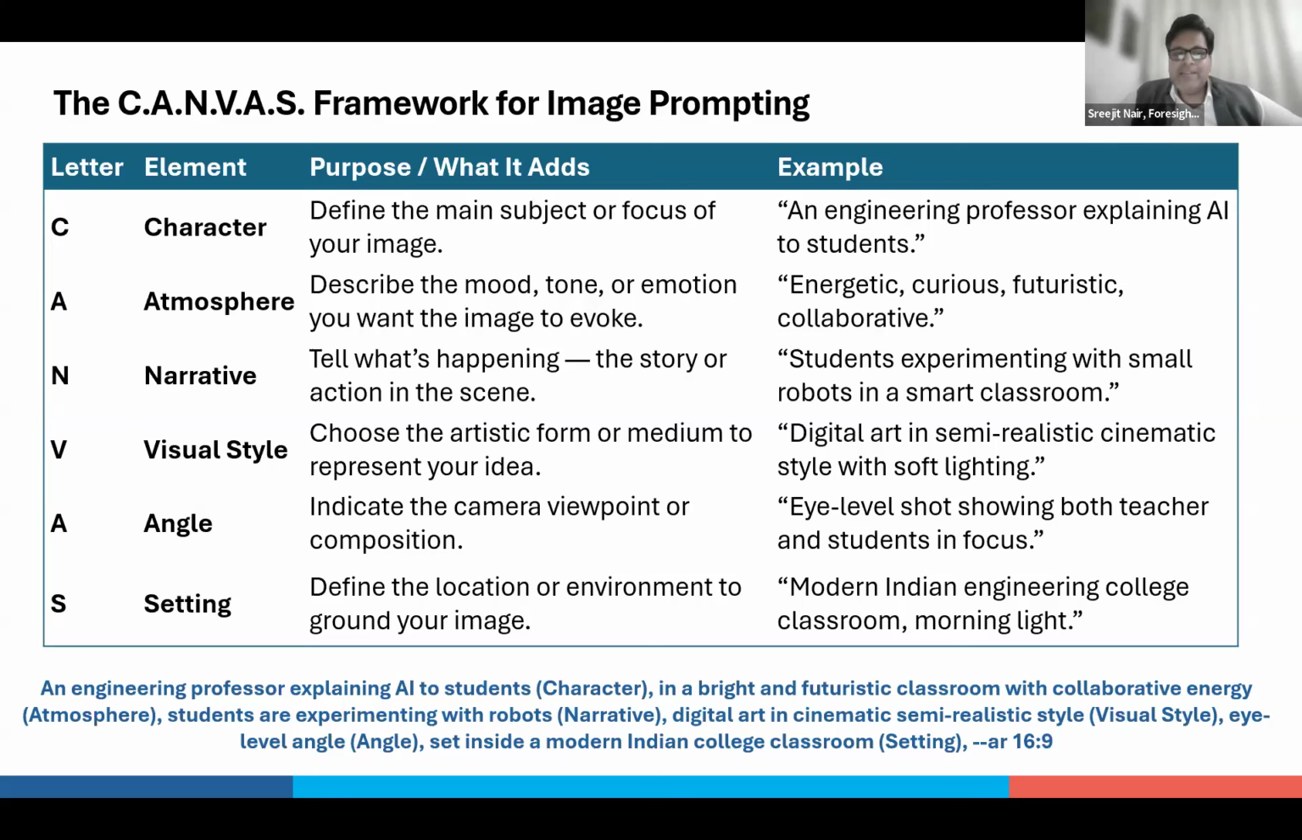Then the angle. Whenever you are taking a picture, there are certain angles, like a close up, a zoom or a wide angle lens, or an aerial view, you might be using a drone for a cinematic aerial view. So you can just share the narrative. Narrative is students experimenting with small robots. Style is digital art in semi-realistic cinematic style with soft lighting. Angle, eye level shot, with both teacher and students in focus.